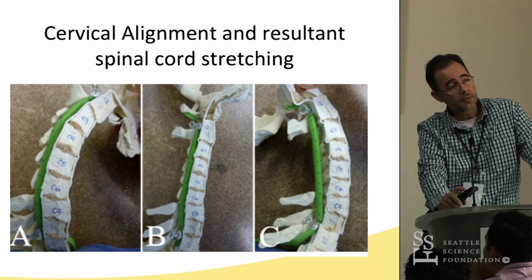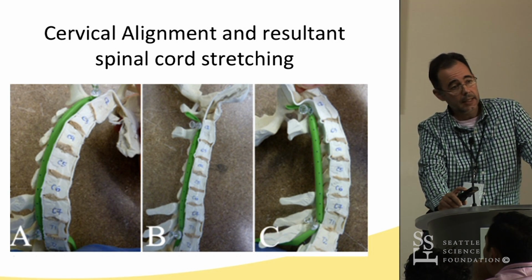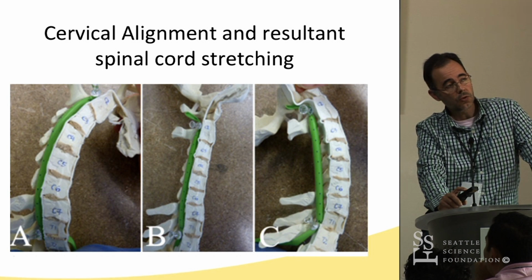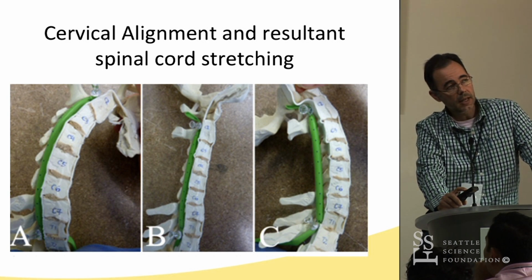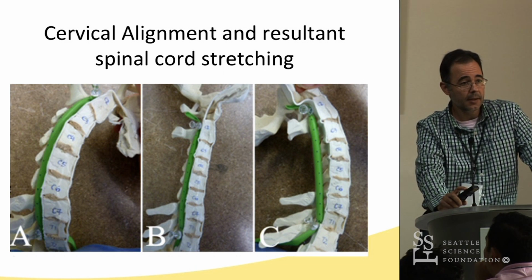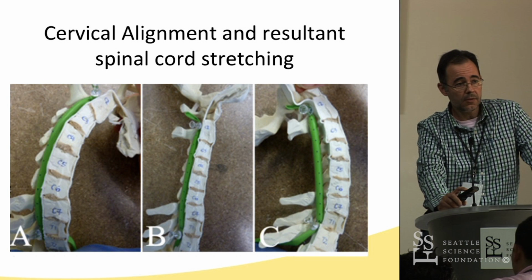And so you can see in Figure C, the distance between those little dots on the thecal sac is shorter than the distance between the dots in A. In A, those dots are being stretched out. And so you can see how that dynamic process is very relevant. And that's why patients do better when you correct their kyphosis, because their spinal cord is not getting stretched.